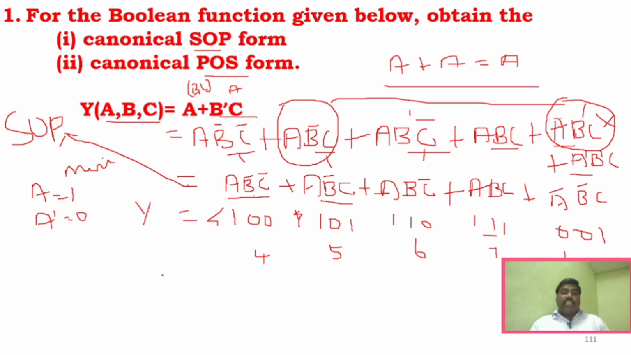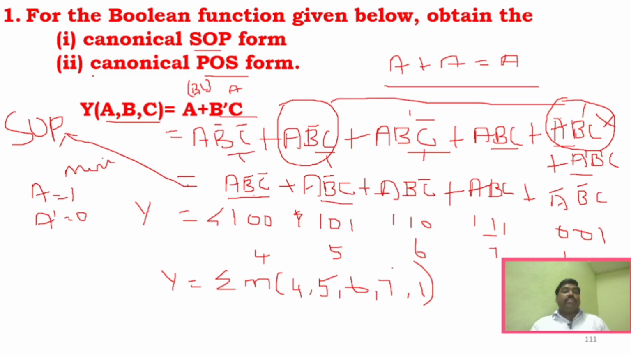So I can simplify this expression as y is equal to sum of m 4, 5, 6 and 7 and 1. Correct? This is the SOP method and this is the canonical form. Clear? So what have we obtained? We have obtained the SOP form. How have we done it? We have just expanded this expression, and then obtained the canonical form, and then the corresponding values by using the minterm formula.